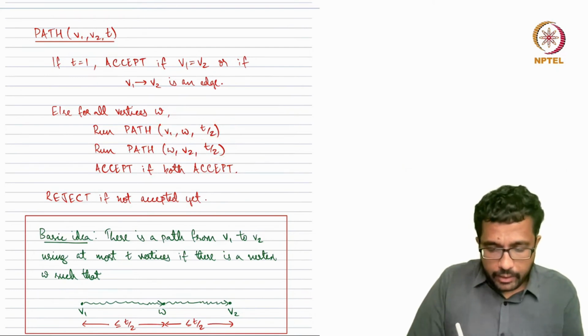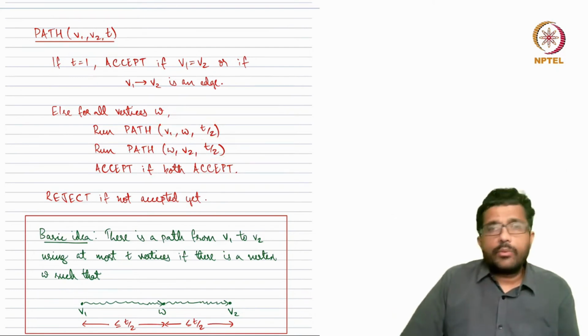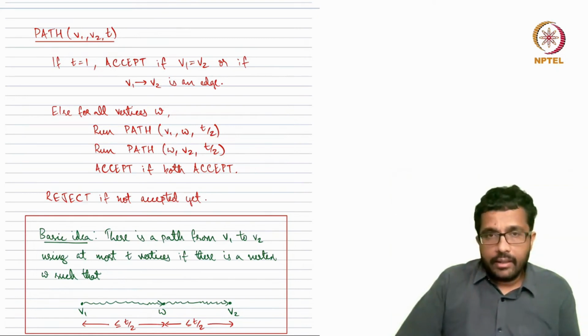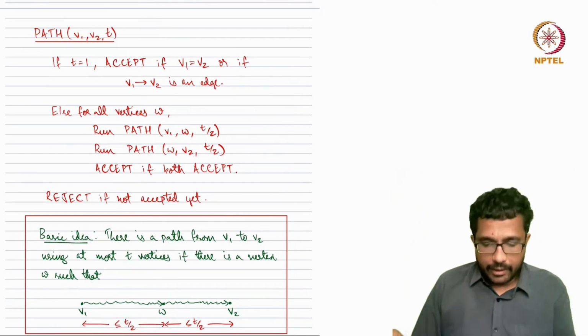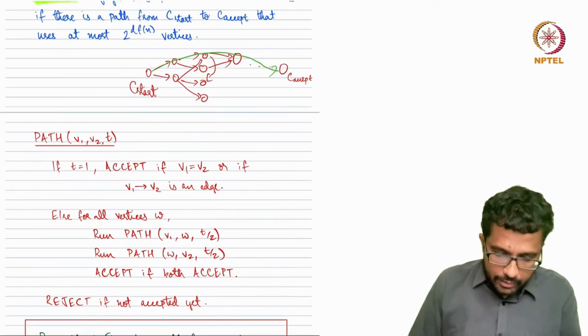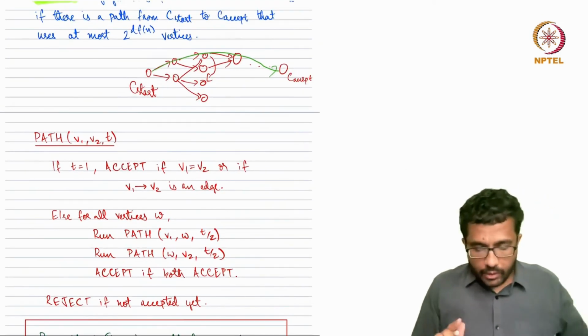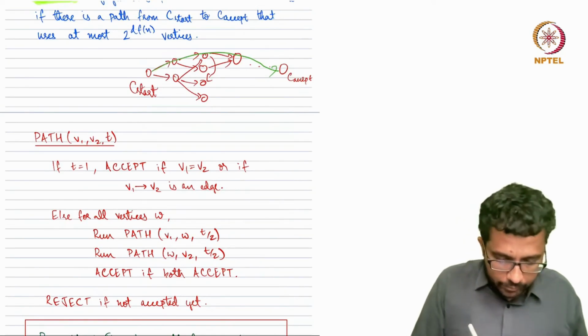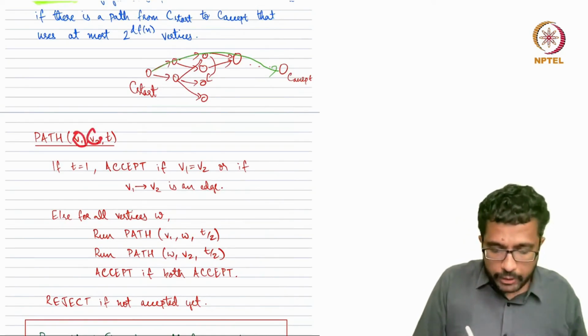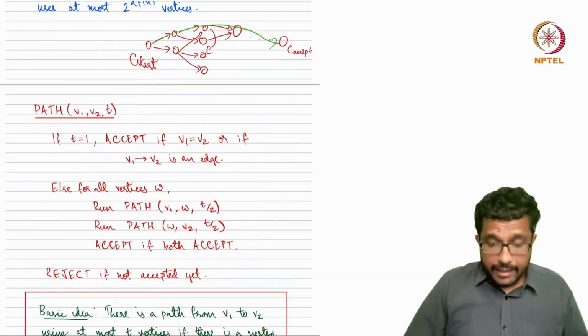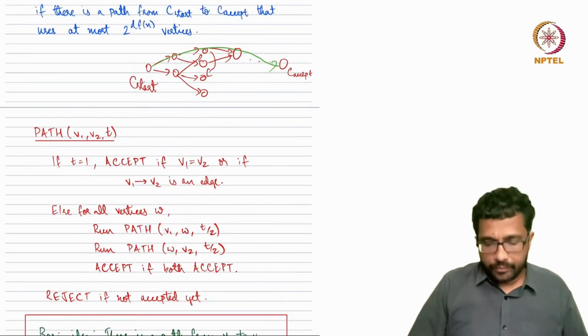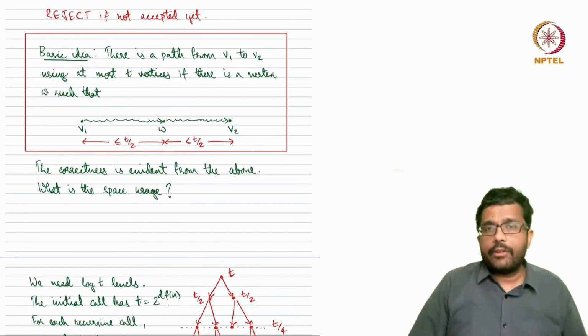And this W, we don't know which W it is, so we just try out all possible W's. And if any W works out, that's fine. We have a path from V1 to V2 of length at most t. So now this is the algorithm. Now we'll have to decide what should be V1, what should be V2, what should be t. We have to show that the space usage is at most O(n squared). These are the two things that we have to show.